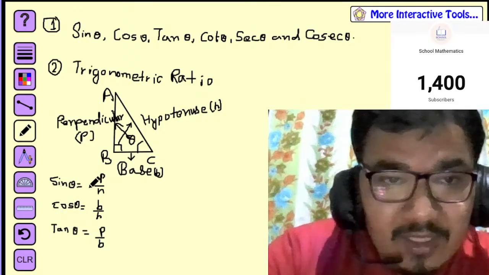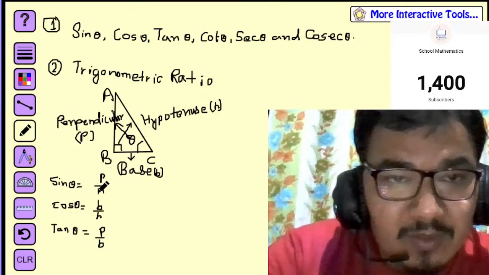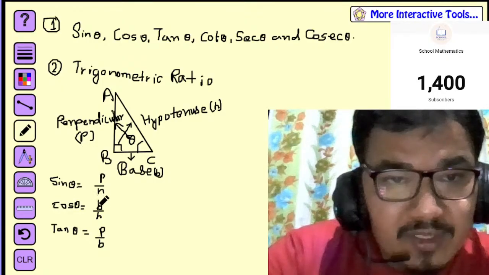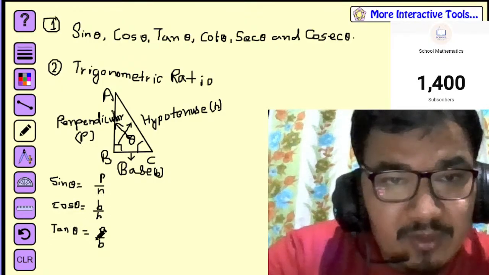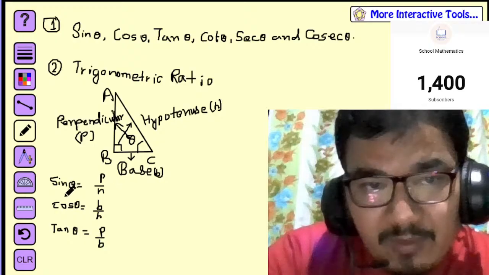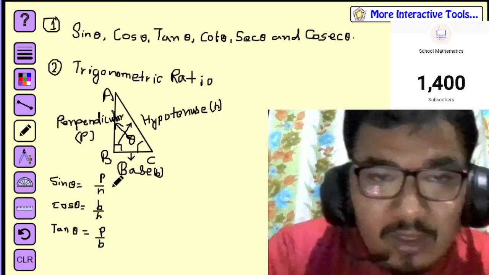This is the ratio of sine. Sine means p by h, perpendicular by hypotenuse. Cos means base by hypotenuse. Tan means perpendicular by base. And if you remember this, then we have to remember the other ones.